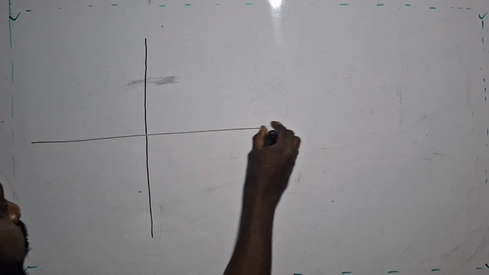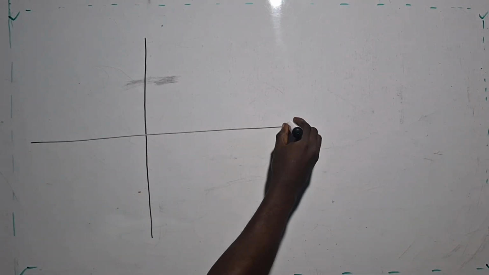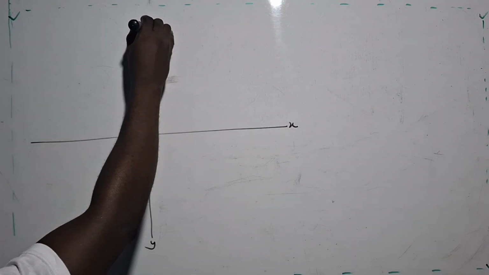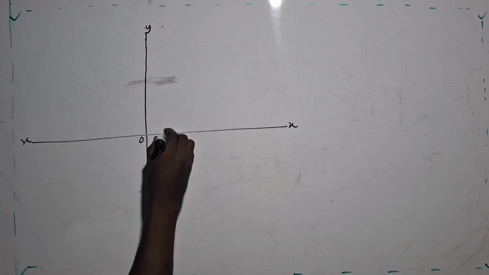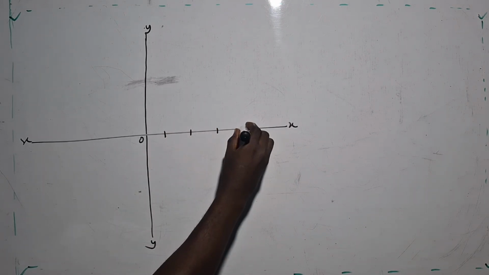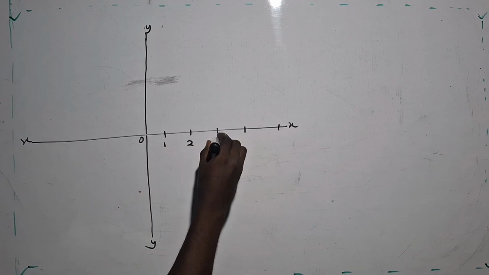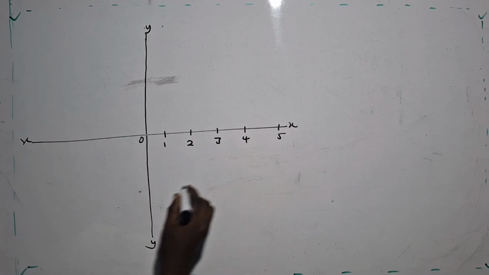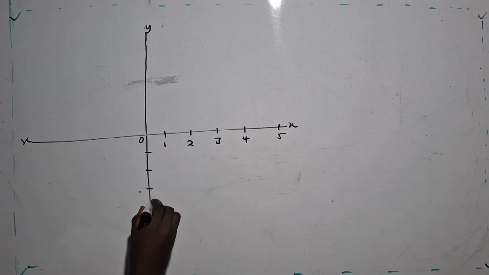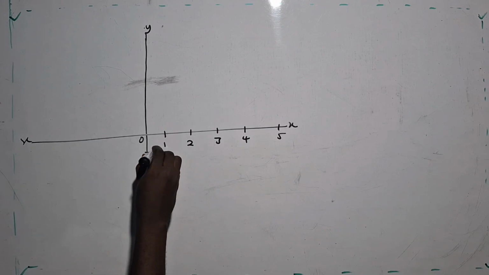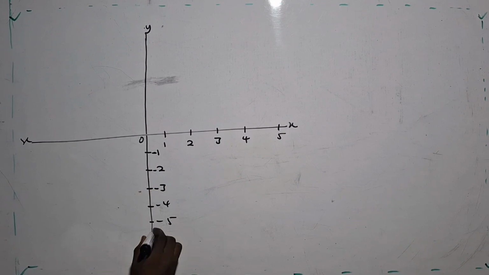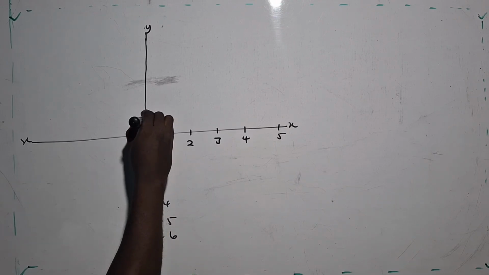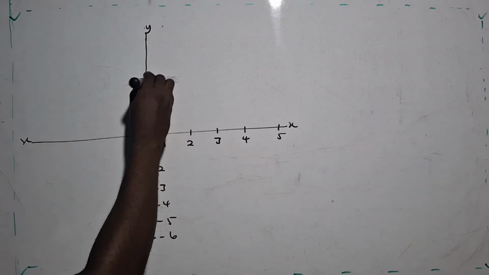this space here. So what we have to understand is that this is our x-axis and y-axis, and this is our origin. This side of the x-axis has positive numbers: 1, 2, 3, 4, 5. Then this side of the x-axis has negative numbers: -1, -2, -3, -4, -5, then -6. Then this side of the y-axis is also positive numbers.